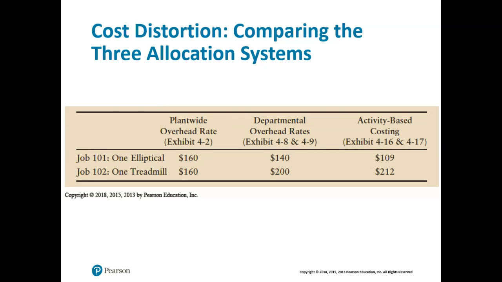This is a really nice comparison. For one elliptical, the plant-wide rate was 160, the departmental rate is 140, and the activity-based costing rate is 109. So you can see that the amount of distortion gets less and less as you get a more finely tuned number. For the treadmill, it was 160, and it turns out it's 212. The departmental rate was better, but not as tight as the activity-based costing rate.